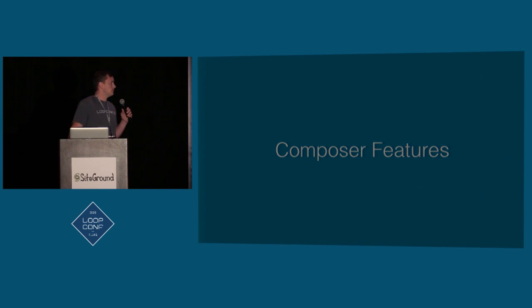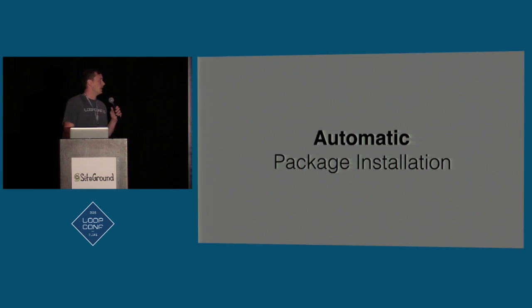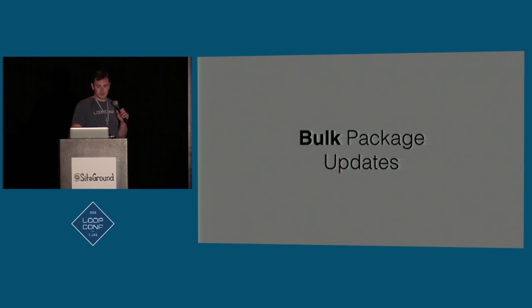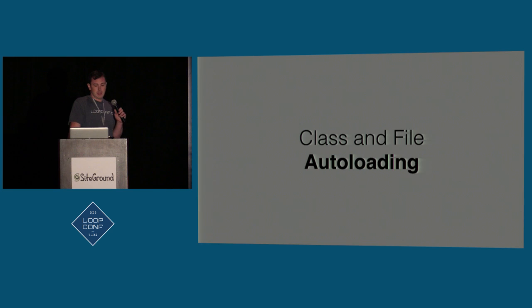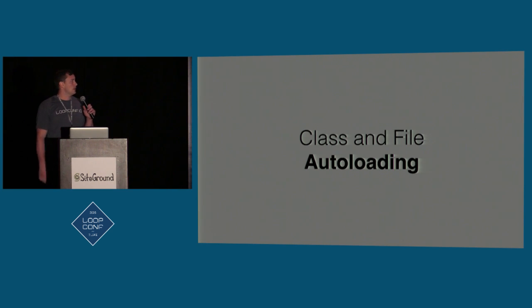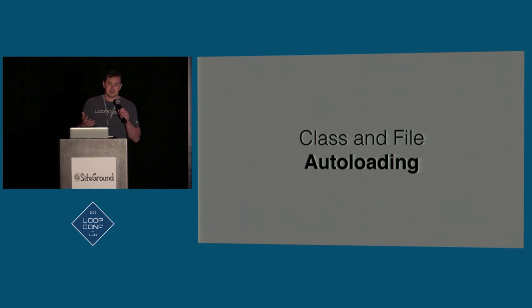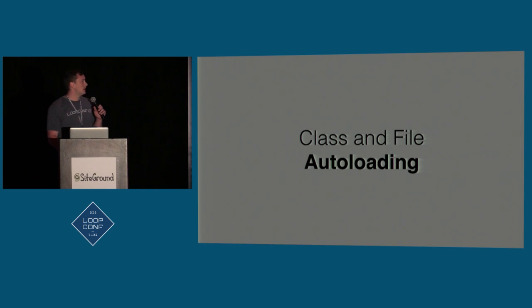So Composer has some high-level features I want to hit on real quick. One of them is automatic package installation. It'll actually go and find all the packages that it needs to and install them into your project, and it does that very well. It also provides bulk package updates. Of course, you can update individual items as well. It provides class and file autoloading, so it'll automatically load the files that are needed, and depending on how it's set up, only when they're needed.